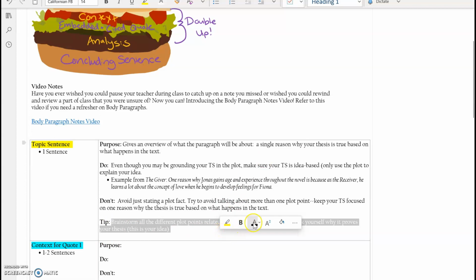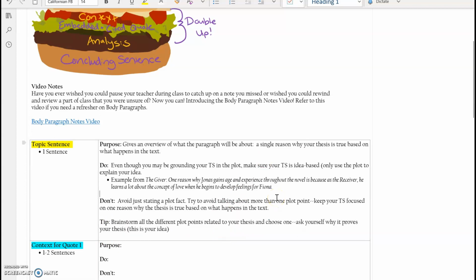For your tip here, it's always a really good idea, once you've written your thesis statement, to brainstorm all of the different plot points related to your thesis. So what could I talk about to prove that my idea is true? Once you've completed that brainstorm, basically everything that you've listed is a different idea for a different body paragraph. Choose one that you're going to focus in on for the paragraph here.